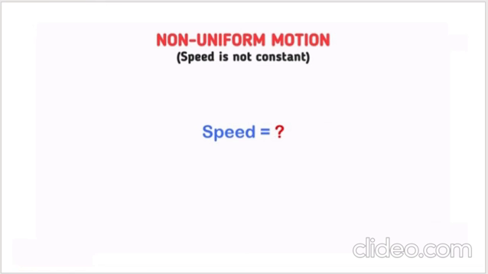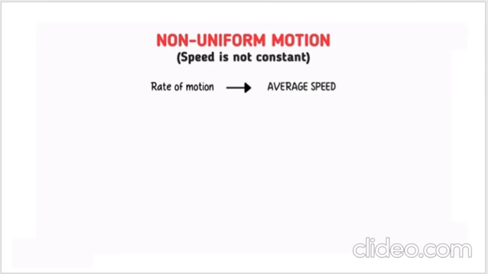Now, what about non-uniform motion? When I say non-uniform motion, the speed is not constant. It's not like in equal intervals it's covering equal distance. No, that is not the case. So an object is not covering equal distances in equal intervals of time. That is non-uniform motion. So when I say the rate of motion, that is known as the average speed.